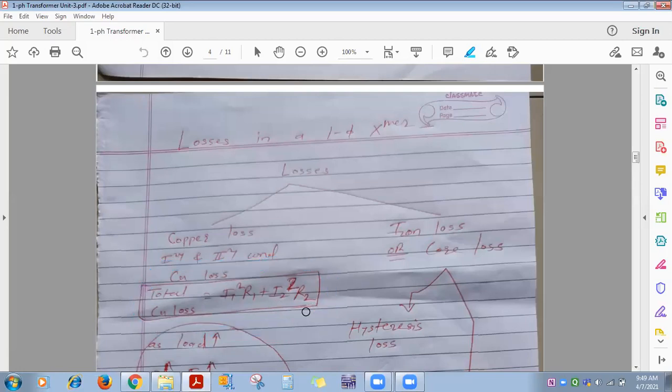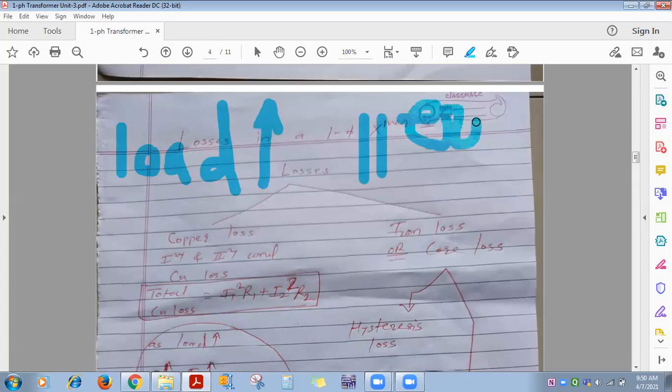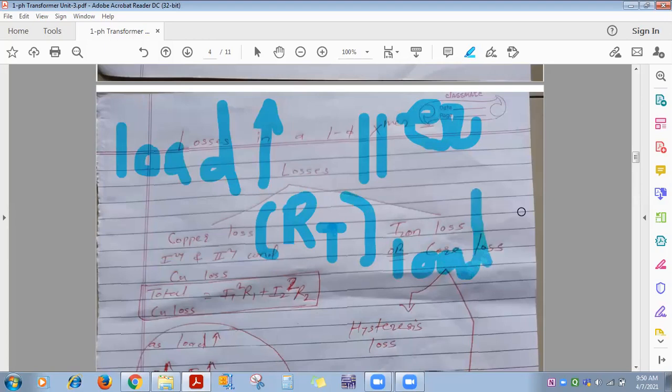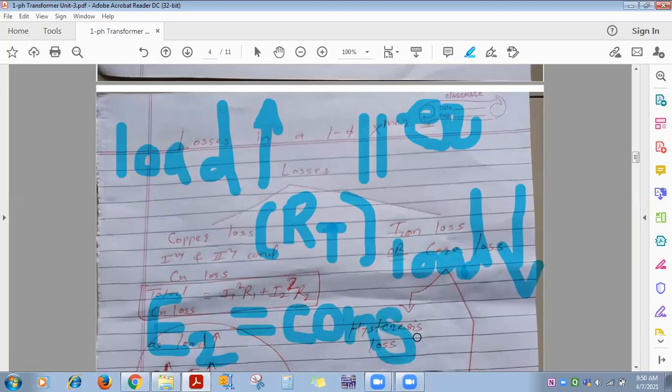Okay. Next. Just now I told you load across transformer, how it gets connected, in series or in parallel? Parallel. Consider load you are increasing, load gets connected in parallel. So total load resistance increases or decreases? Decreases. Total load resistance is decreasing. E2 is constant. So what will happen with I2? I2 will increase, isn't it?